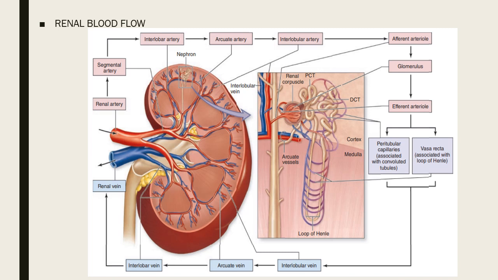Okay, and so for your total renal blood flow, you have it at 1,200 ml per minute. Okay, and then for your total renal plasma flow, you have it at 600 to 700 ml per minute.